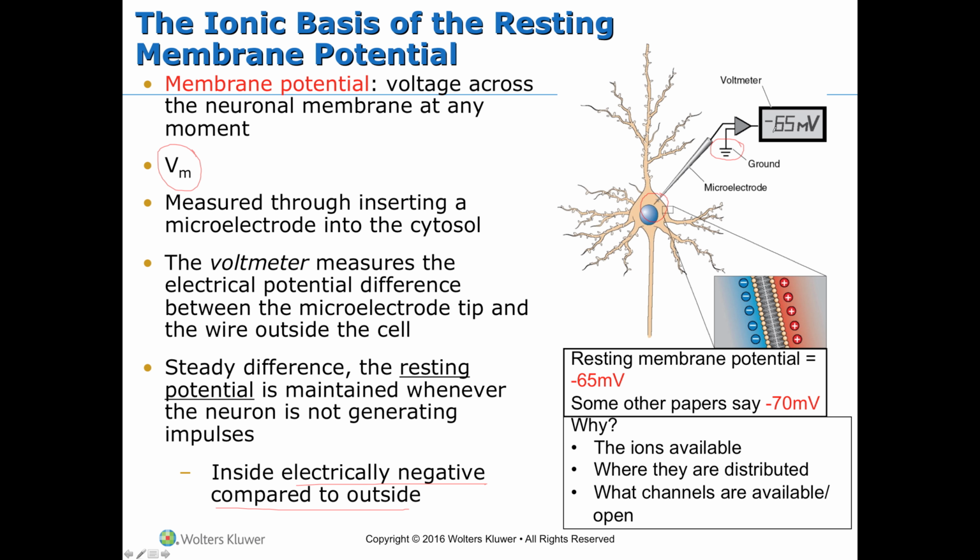Now, why is this the case? So why is there more of a negative charge inside the cell? Well, the ions that are available, where they're distributed, what channels are available and open, these are all going to play a part in this resting membrane potential, but also you have more sodium chloride on the outside, more potassium inside, and what really drives this in the negative way is you have a very large number of proteins that carry negative charges that are found inside the cell.